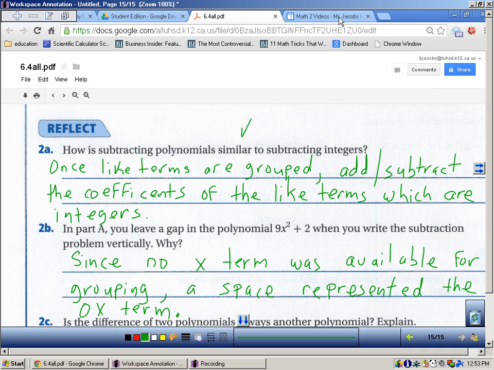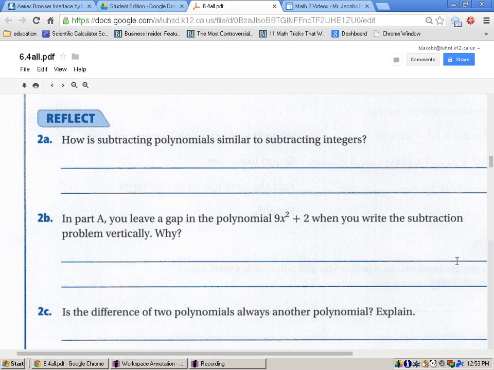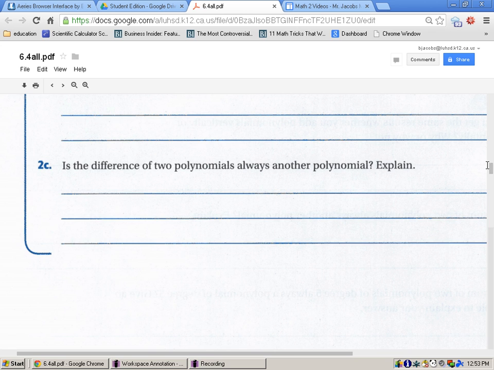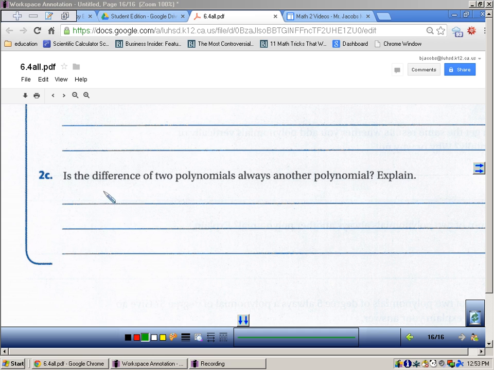Just about done with this. Let's look at the next question. Let me read that one more time. Is the difference of two polynomials always another polynomial? And again, I would argue no. And the reason is because when you subtract polynomials, you can end up with just a constant.